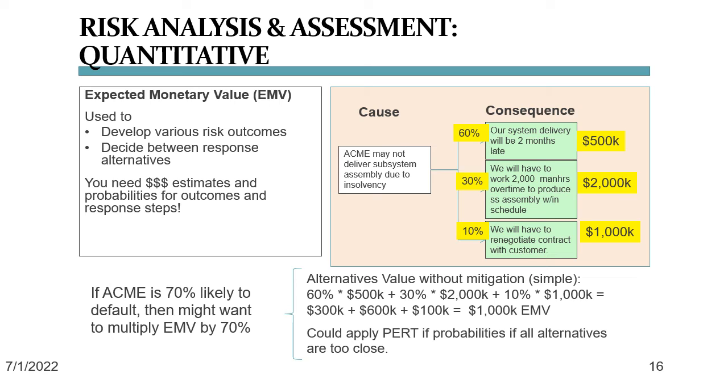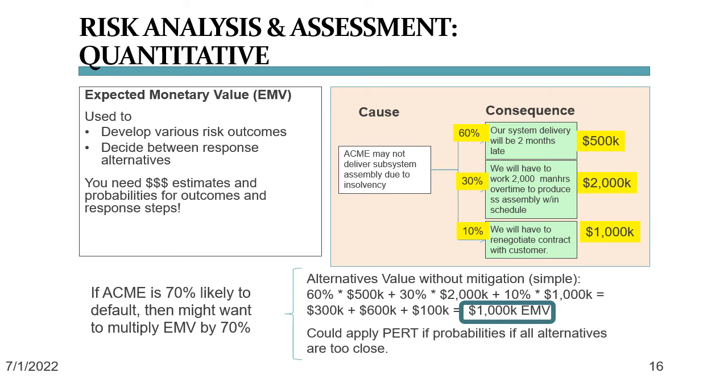So the expected monetary value for consequence 1 is 60% times $500,000, which is $300K or $300,000. The EMV for the second consequence is 30% times $2 million, which makes it $600K. And the third consequence is 10% times $1 million, which makes it $100,000. If we sum the values of all consequences, we get the total expected monetary value of this risk.